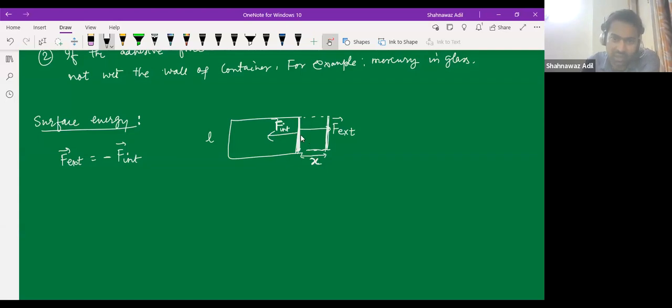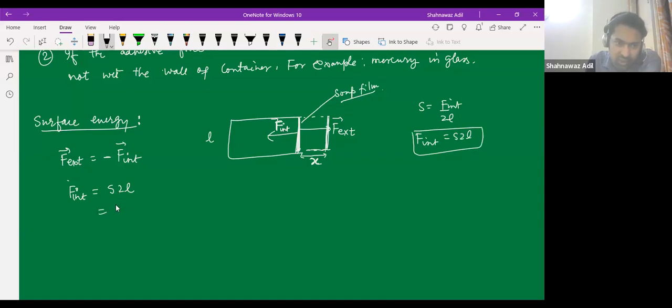Let us calculate that. This is a soap film, so the magnitude of F internal would be S into 2L, because the surface tension would be F by 2L, since this is a soap film. So F internal is S into 2L, and this is equal to the magnitude of F external. Magnitudes are equal.